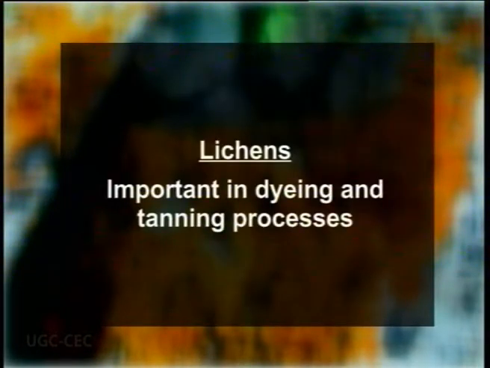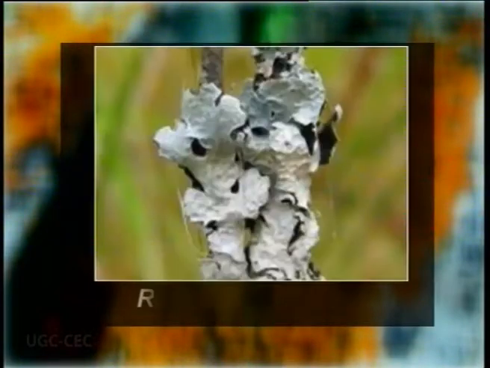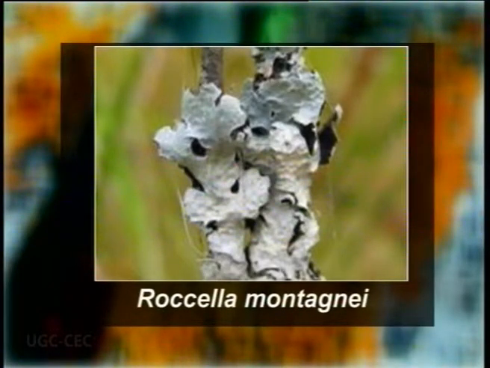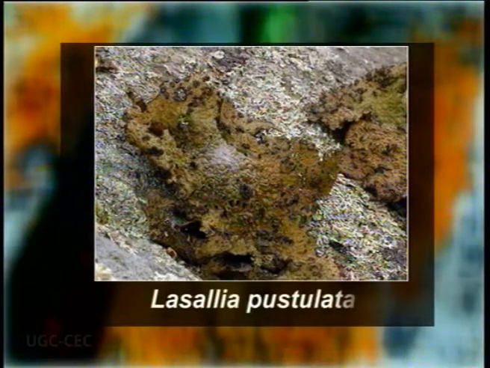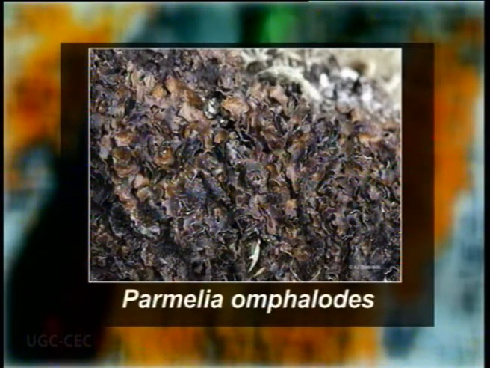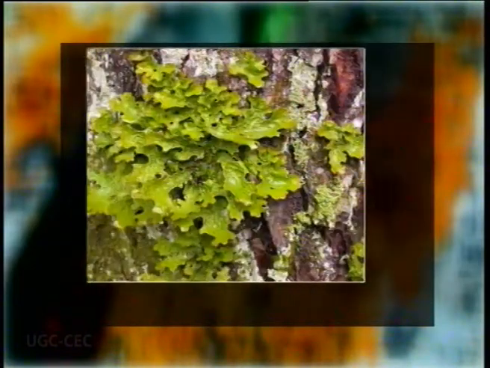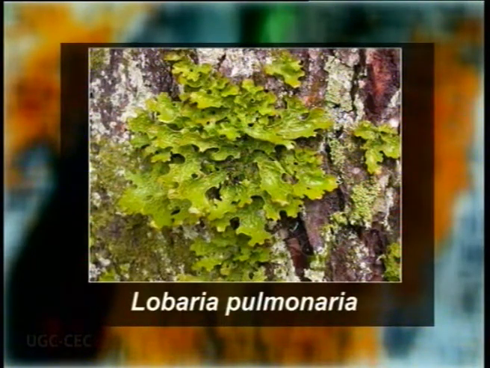Lichens are important in dyeing and tanning processes. For example, litmus paper, a pH indicator, is prepared from Roccella montagnei and Lecanora tartarea. Brown dye obtained from Parmelia omphalodes is used to dye wool and silk fibers. The astringent property of Cetraria islandica and Lobaria pulmonaria makes them useful in tanning purposes.